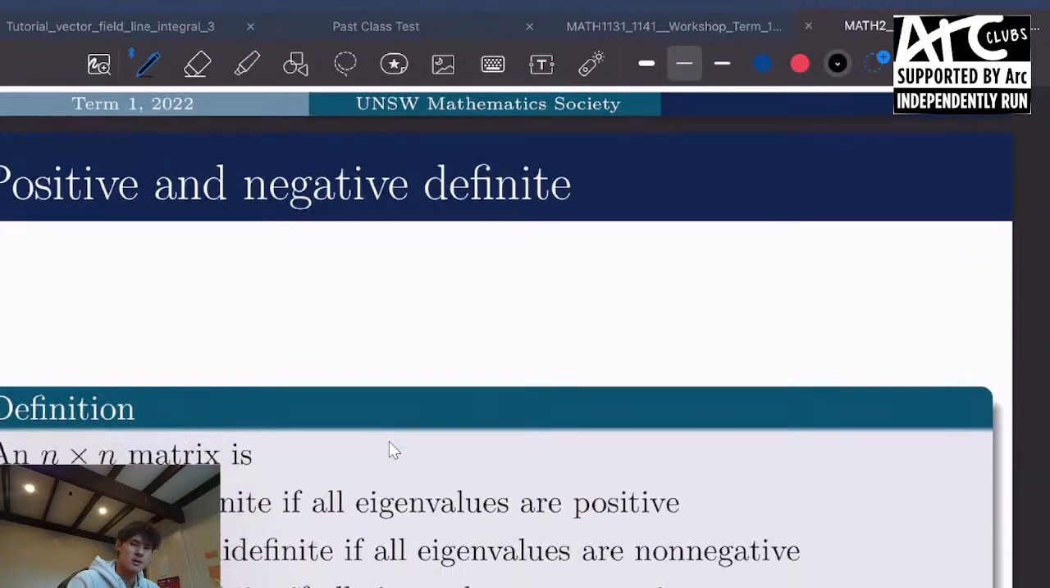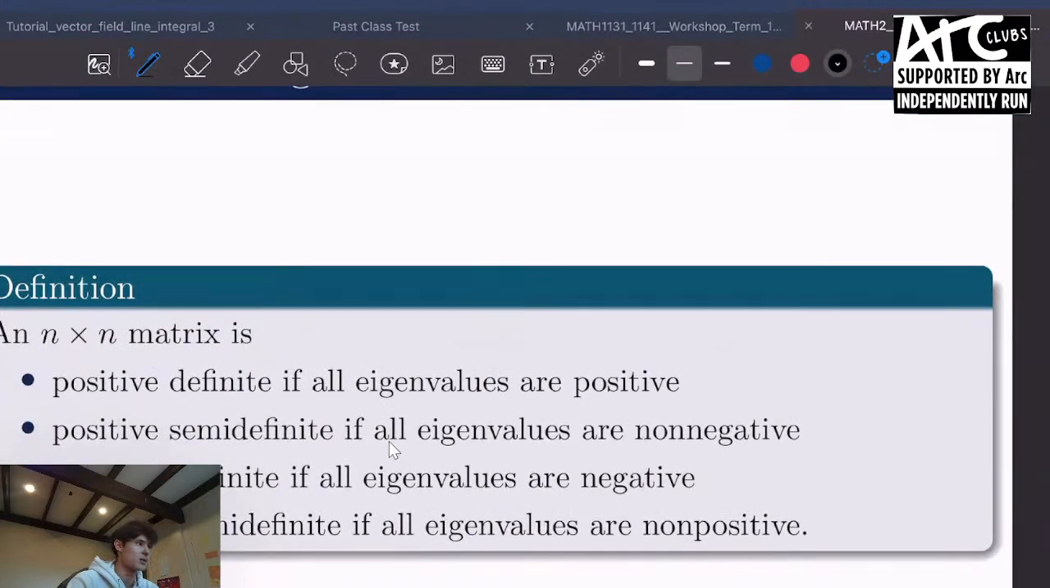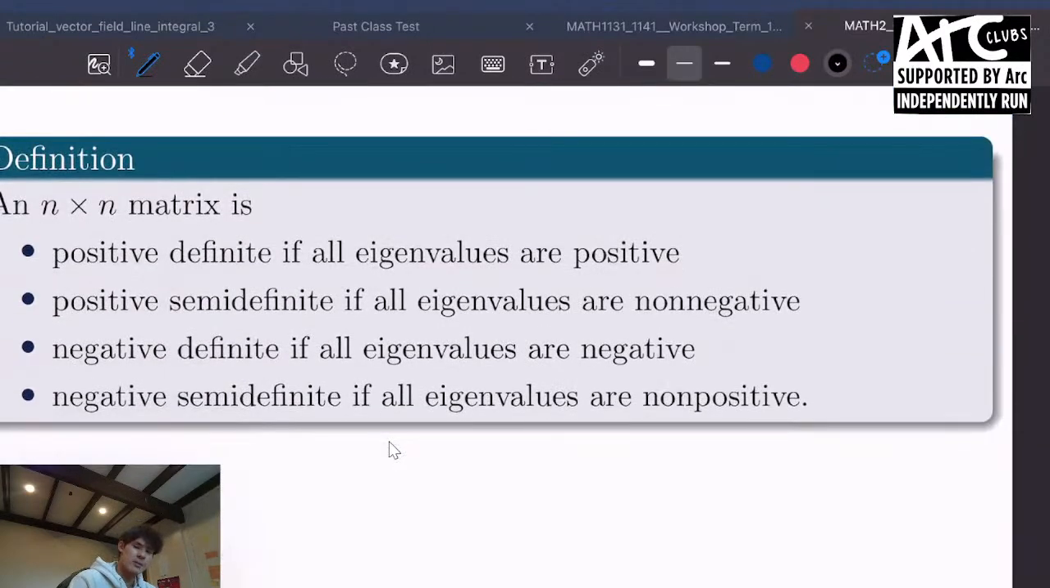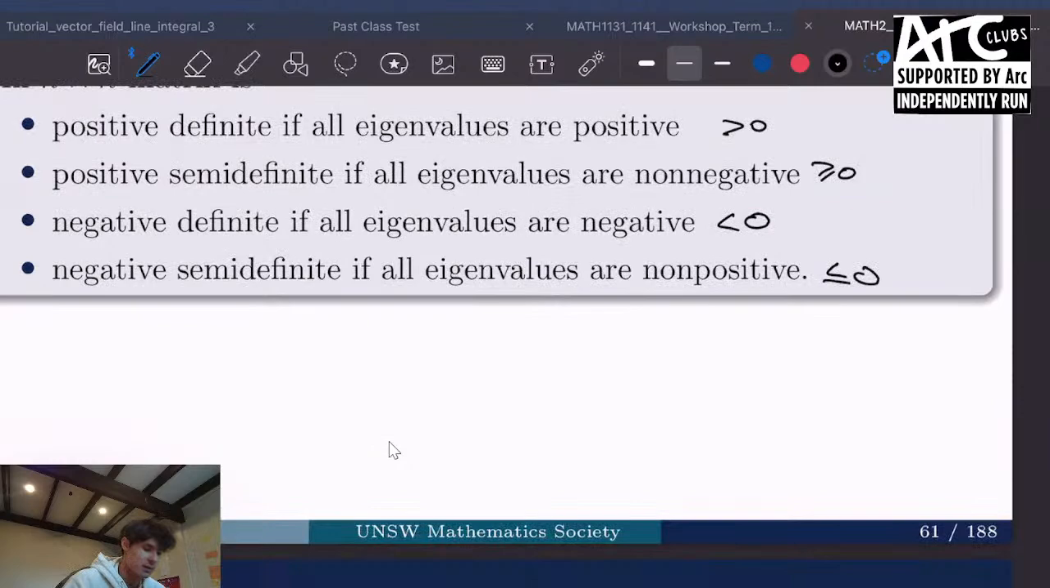Now, in order to investigate the nature of stationary points, we need to look at positive and negative definite matrices. An n by n matrix is positive definite if all its eigenvalues are positive. It's positive semi-definite if all of its eigenvalues are non-negative, so greater than or equal to 0. And then negative eigenvalues mean it's negative definite, and non-positive means negative semi-definite.